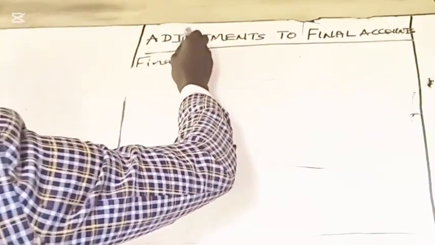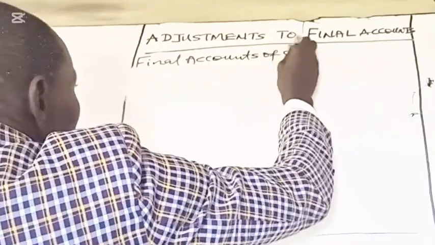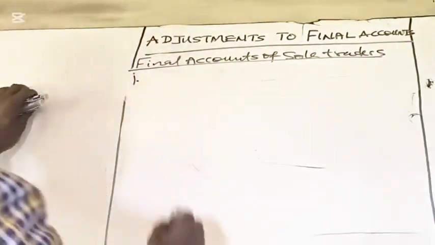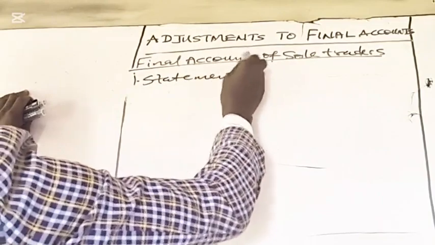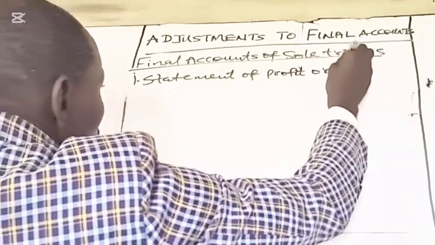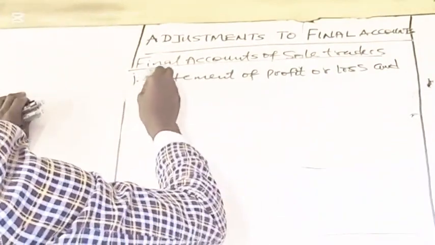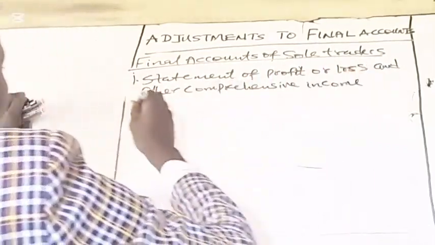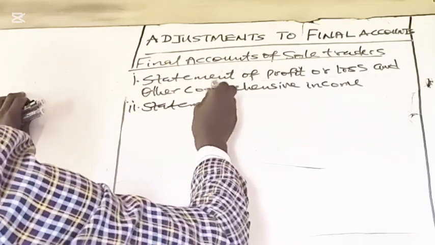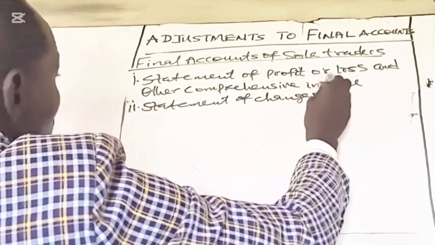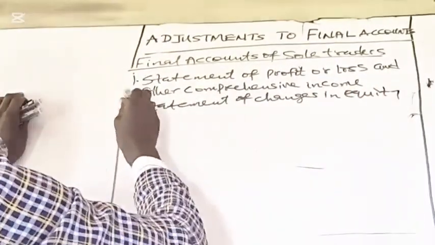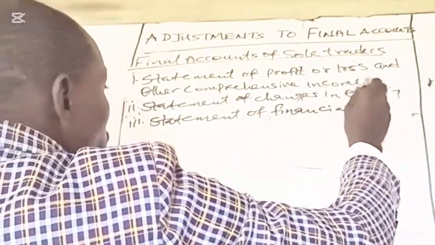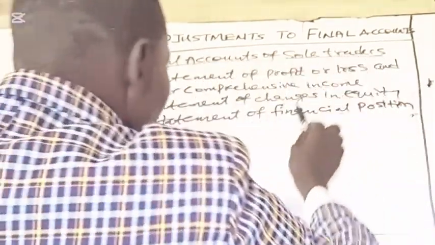Final accounts of sole traders. By final accounts, we mean the statement of profit or loss and other comprehensive income, statement of changes in equity, and statement of financial position. These are for a sole trade business.